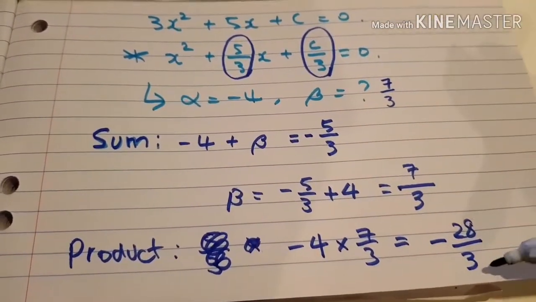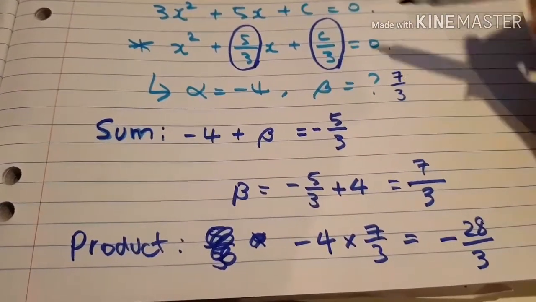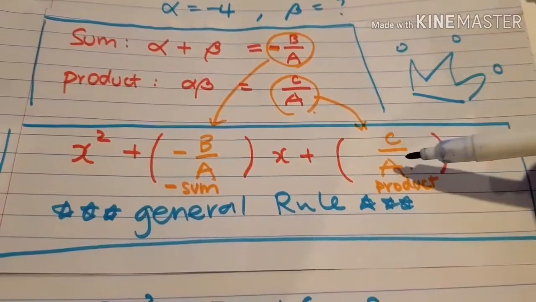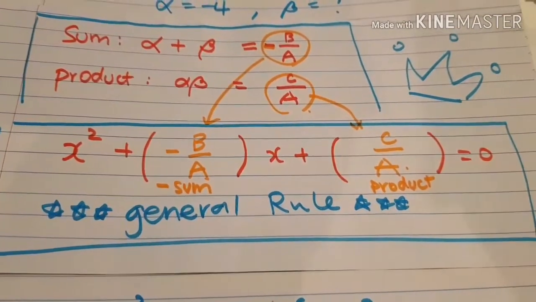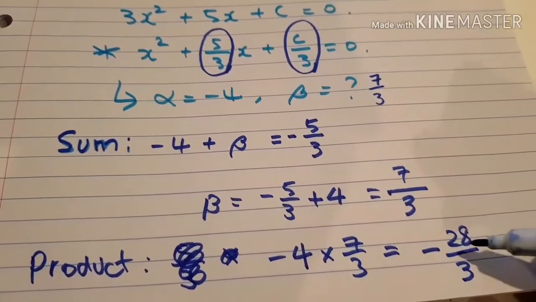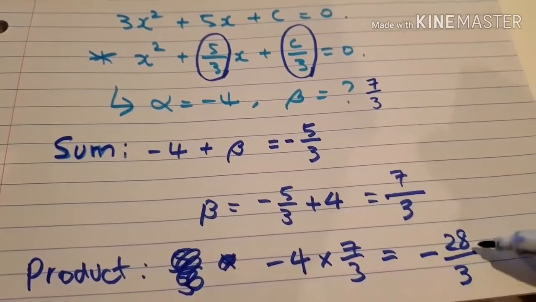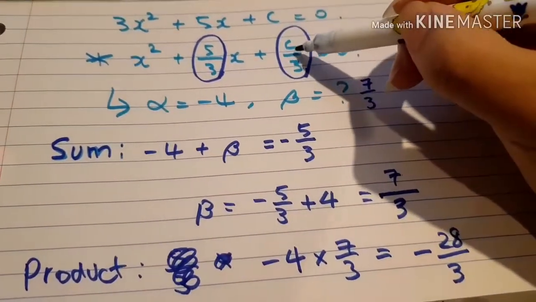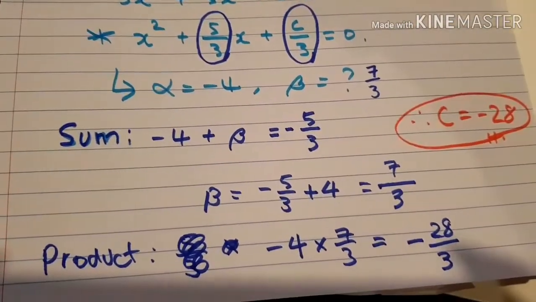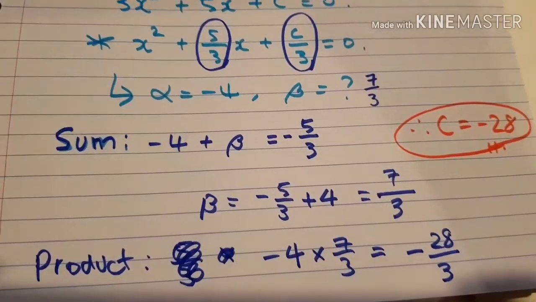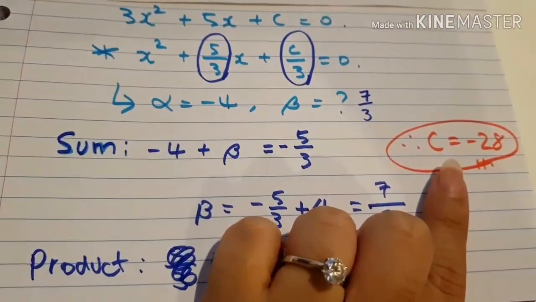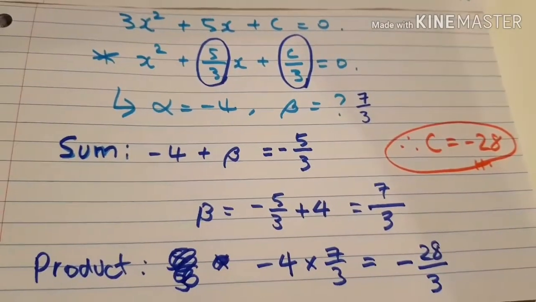over 3, and that value has to be exactly the same, because the product of the roots just comes down as it is, without any sign getting changed. So therefore, what will be my c value? C has to be negative 28. In the question, it asked to find the value of c. Therefore, that will be your final answer.